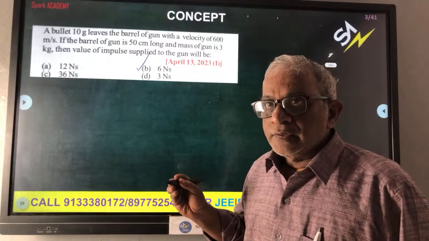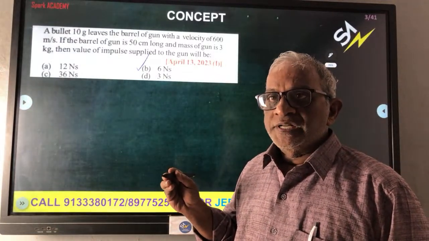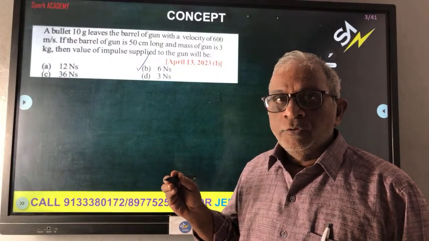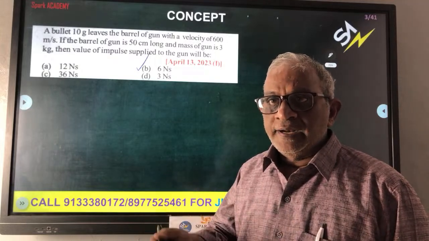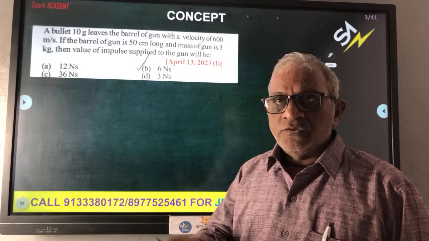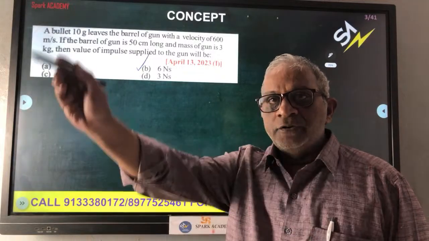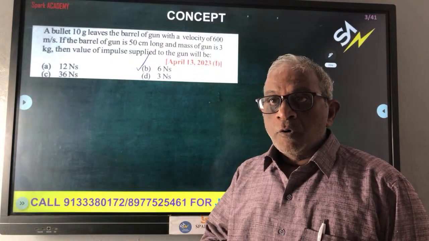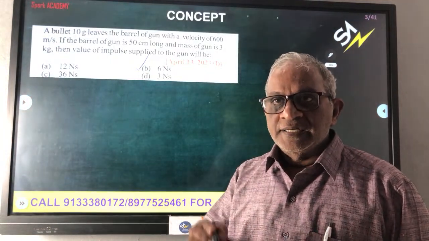My dear students, we learned chapters like motion in a straight line and motion in a plane. In those chapters, we learned concepts like distance, displacement, velocity, acceleration, and acceleration due to gravity. But how the body moves, what is the cause of the motion, we didn't discuss.